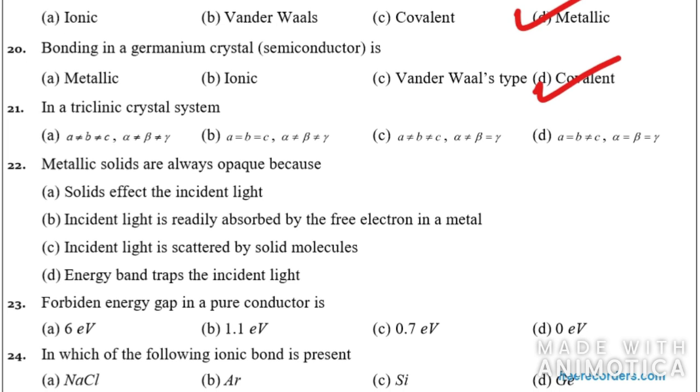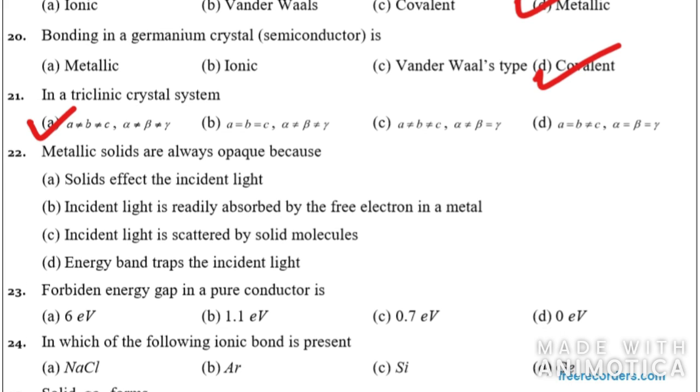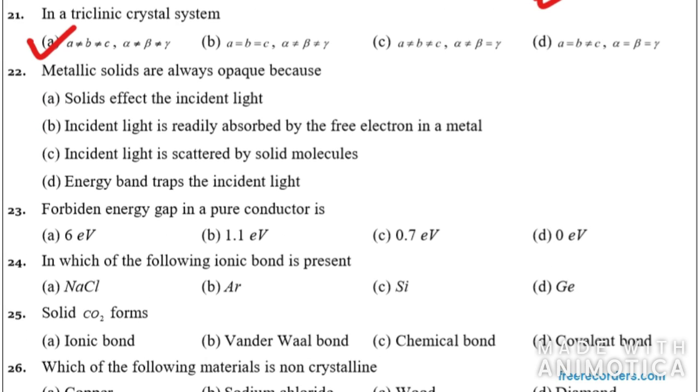In a triclinic crystal system, the condition is A is not equal to B is not equal to C. Actually the condition for triclinic is the first one only, because all the angles are different and the sides are different. Metallic solids are always opaque because solid affects the incident light.